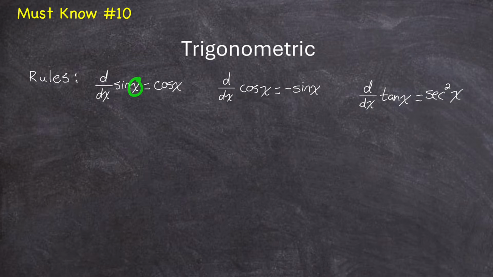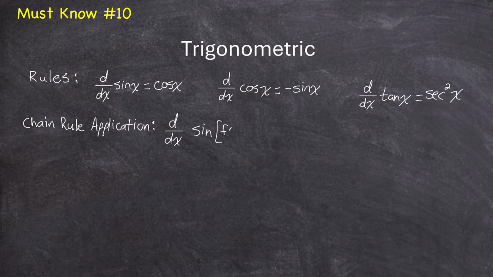And then if any of these arguments were not just x, but instead a function of x, you would need to use chain rule. So let's say we were doing the derivative of sine, not just of x, but of a function of x, f of x. You would start by knowing that the derivative of sine is cosine. So this would equal cosine of, and you always leave the innermost function exactly as it is, so cosine of f of x. But then that has to be multiplied by the derivative of the innermost function. So this has to be multiplied by f prime of x.